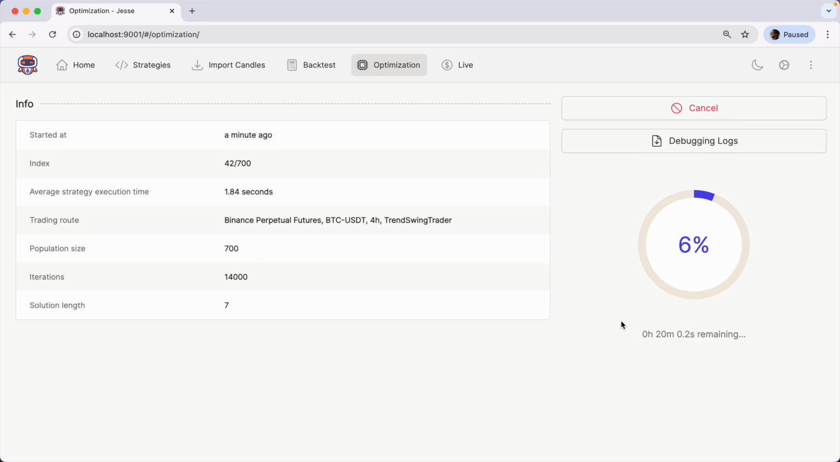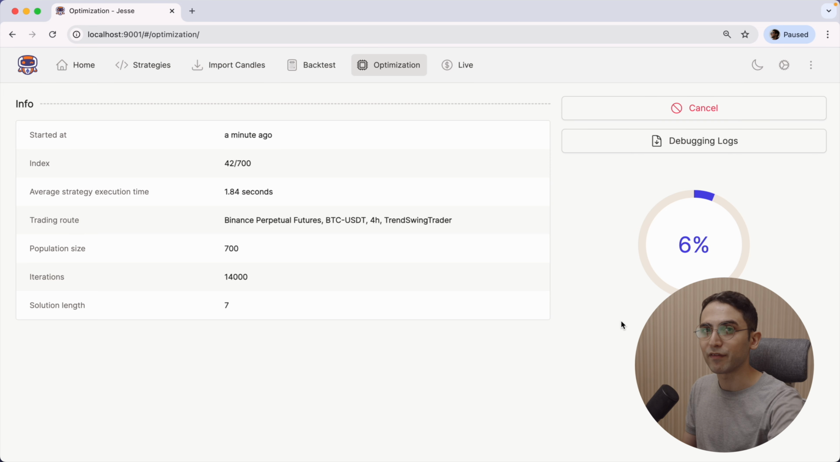So in about 20 minutes, I will come back and we're gonna have another table. But even in here, you can see we have the average strategy execution time, which is useful. And here's the information about the strategy you're running. This is the population size, the number of iterations, and the solution length. And the more hyperparameters that you add to your strategy, these numbers are going to exponentially increase. So that's also another reason why you shouldn't use as many hyperparameters as you can. Just try to keep it as minimum as possible. Another reason is that your optimization sessions are just going to finish much faster.